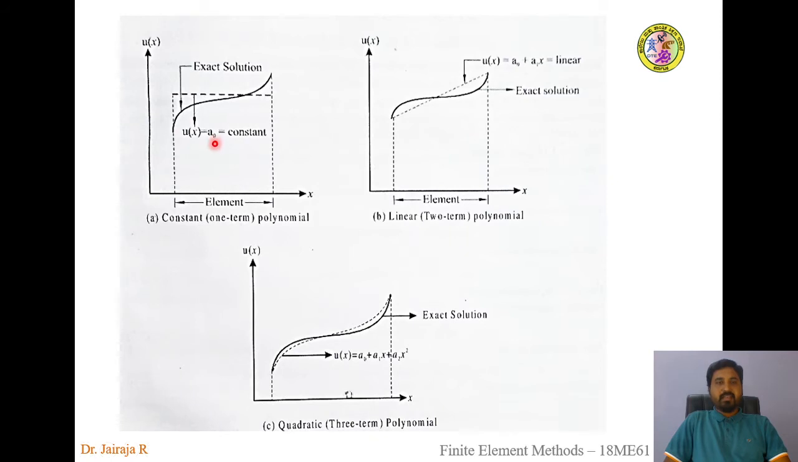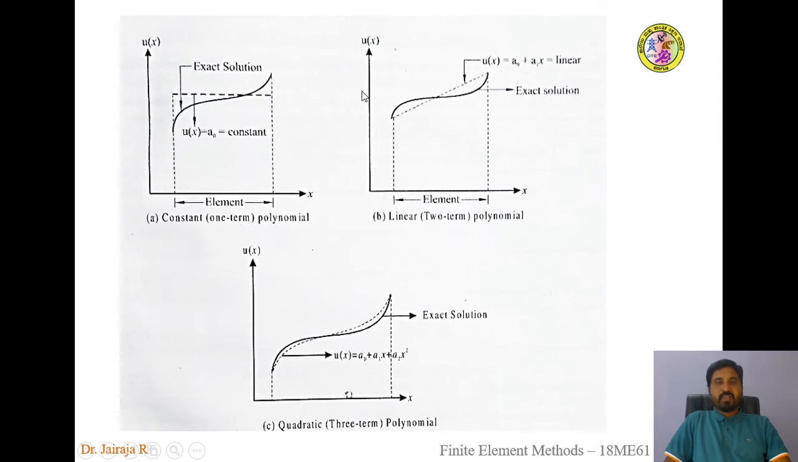So here, if I consider a polynomial with only one term, it is called a constant polynomial, that is u is equal to a naught. If I use this constant polynomial and compare the FEM results and exact results, there is a large gap, a large difference between the exact and FEM solution.